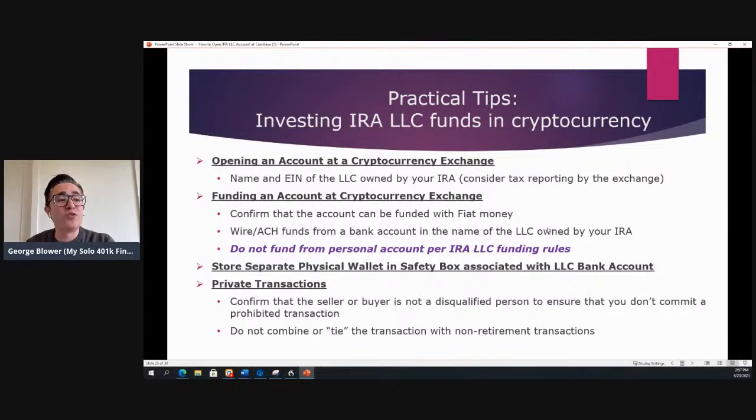And then lastly, private transactions. So here, by private transactions, we're talking about outside the context of an exchange. So under the rules, you can do that. You do want to make sure, though, that you're purchasing or selling the cryptocurrency with a non-disqualified person, that it's not part of a larger transaction that's involving your non-retirement assets. So it's not combined with or tied to some type of non-retirement transactions.